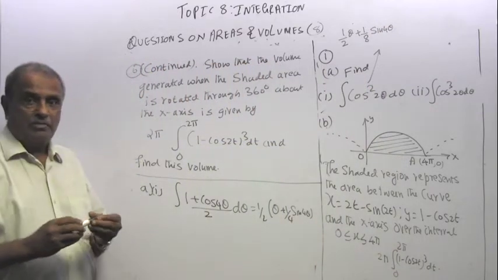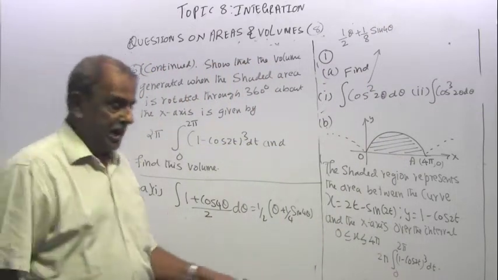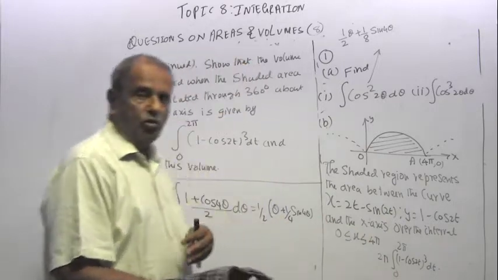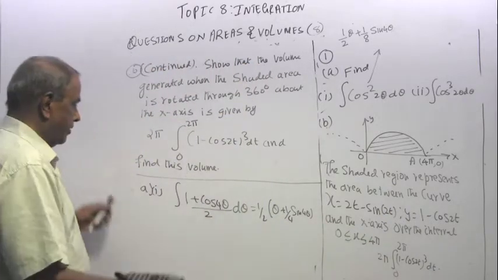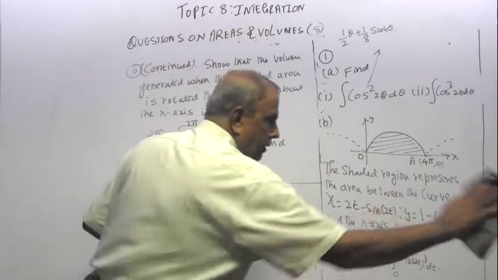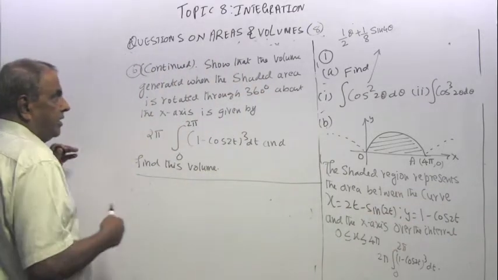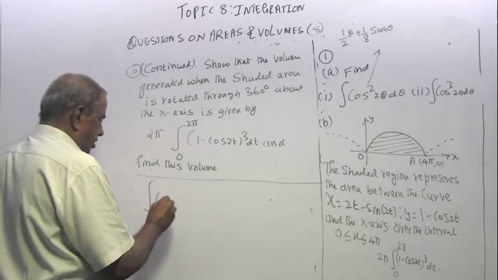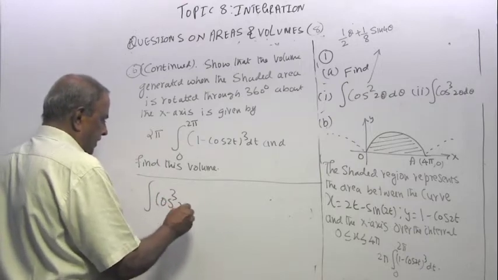Understood? We did this before, or you learned it in your class before, in case you had watched what I did before. Right? Let's do part 2. Part 2 says integral cos cubed 2 theta d theta.